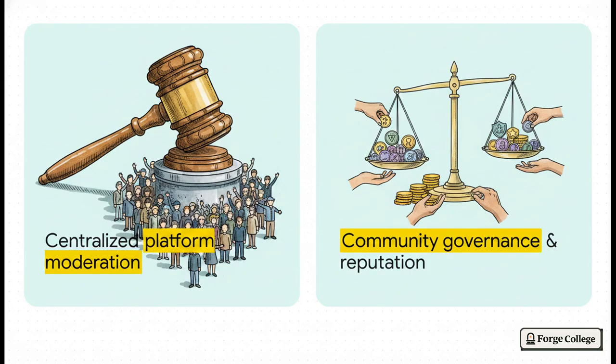Then we hit the really tricky one: moderation. Anyone who has ever been on the internet knows scaling content review is an absolute headache. Web 2 tackles this with top-down centralized moderation teams. Web 3, on the other hand, leans heavily into community governance and reputation systems.